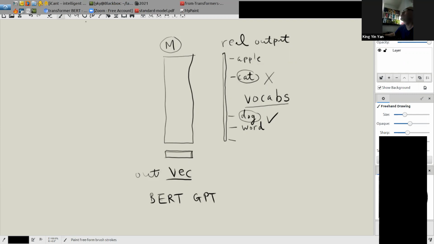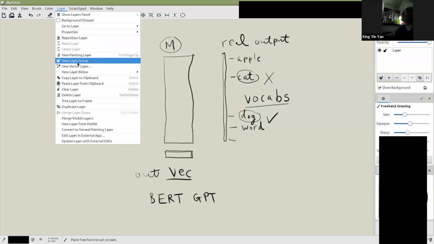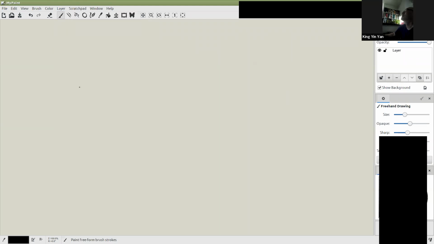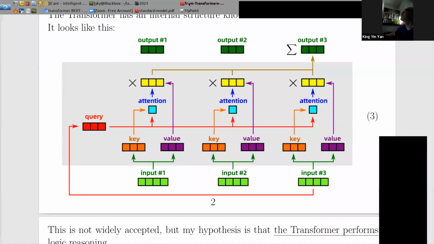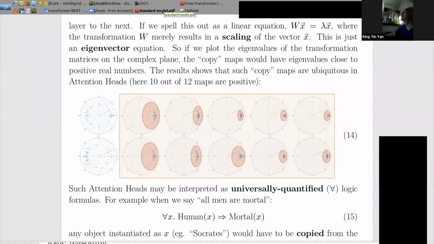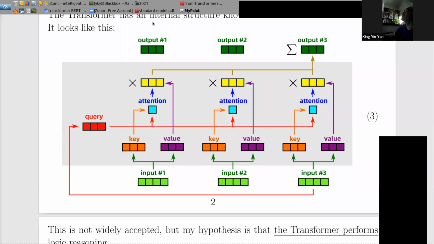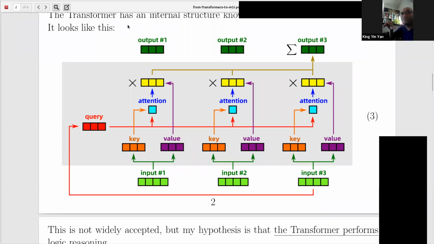Yes, it's quite a lot to cover for today, but more or less, I explained why I want to use the transformer for logic, and also use reinforcement learning to train this.